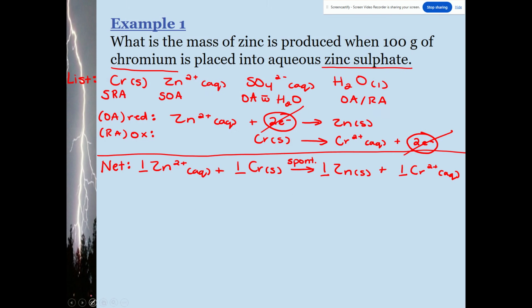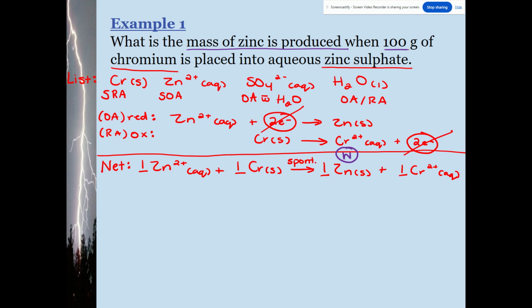So that's our reaction. Now we're going to do the stoich part. So it's asking for the mass of zinc produced. So the zinc solid product is my wanted. I always label my wanted with a W.